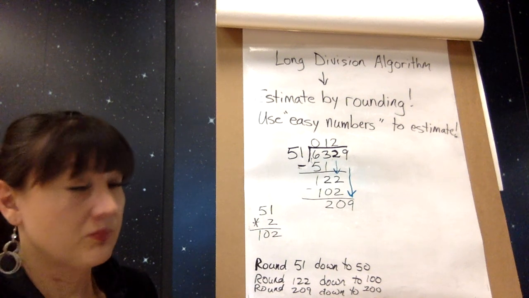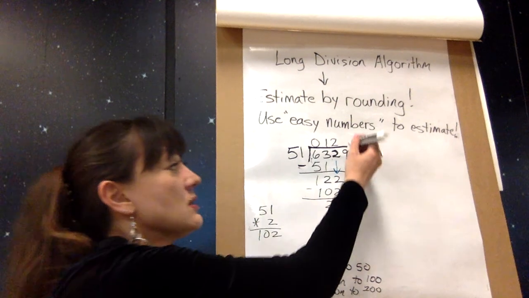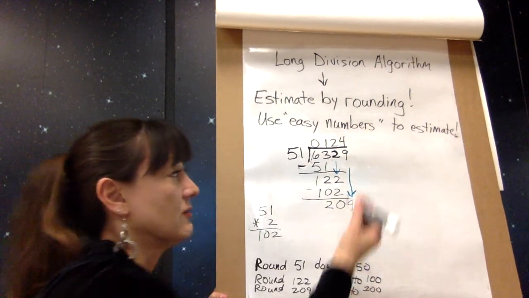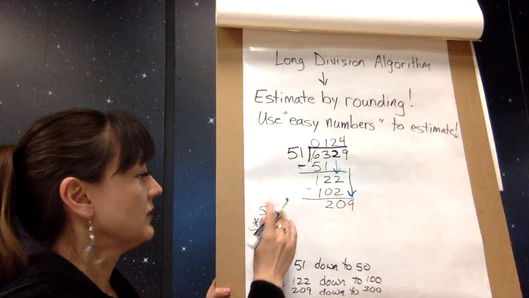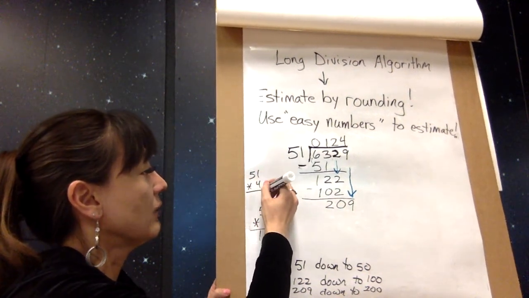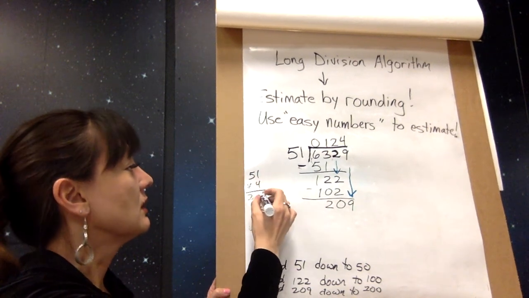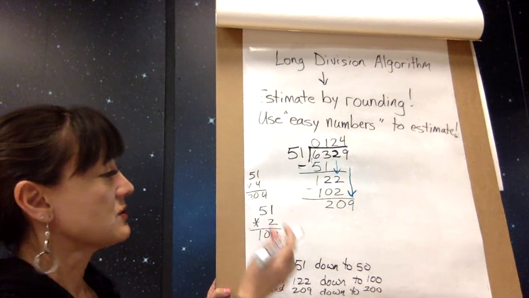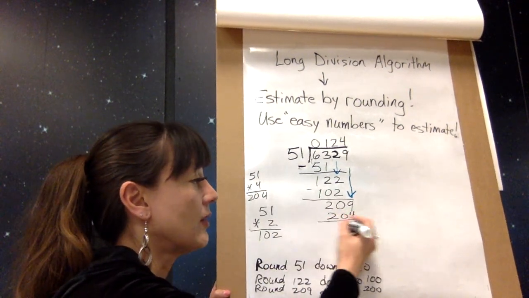Okay, so how many times can 50 fit into 200? That would be a 4, because 4 times 50 is 200. So I'm going to go ahead and try a 4. And so let's go ahead and go over to our scratch paper here. So 51 times 4, that would be 4 times 1 is 4, 4 times 5 is 20. So my answer here would be 204. So I'm going to go ahead and write 204 right there.